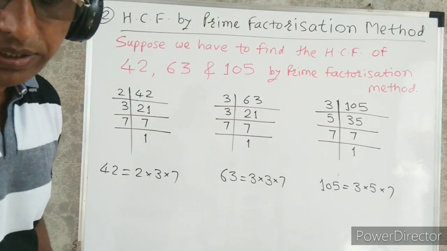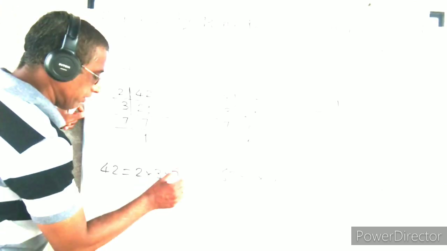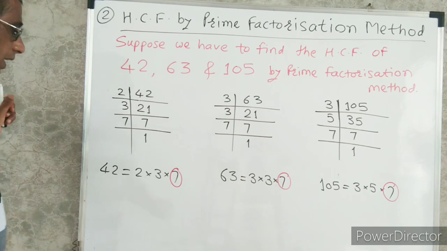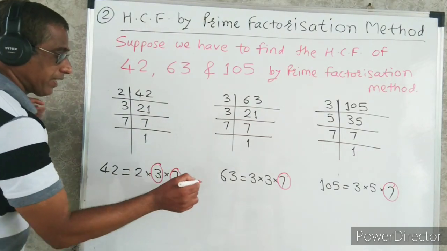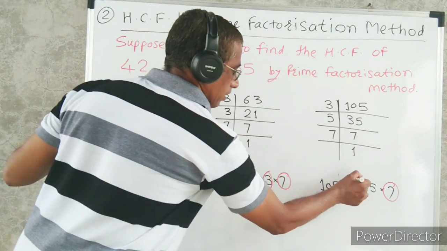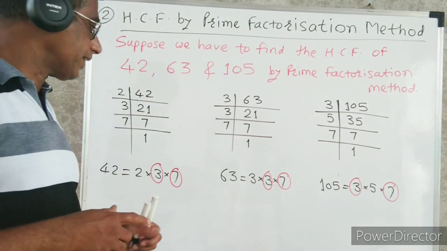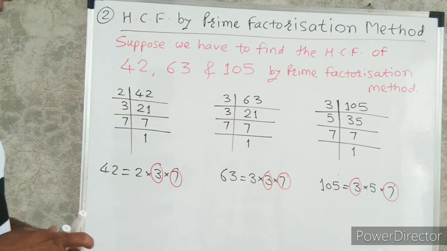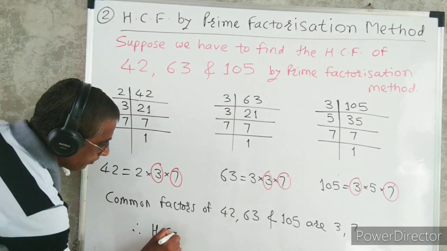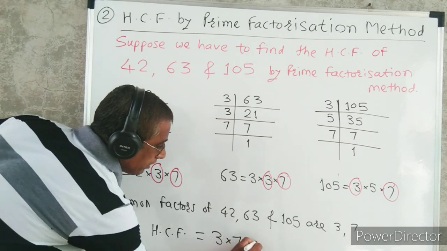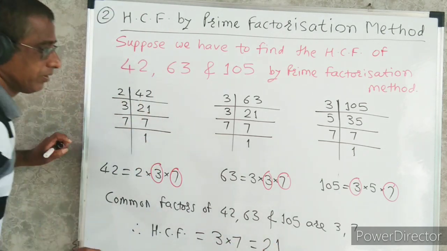Now take common factors. 7. Again 3 is also a common factor. So 3 and 7 are common factors of all these numbers 42, 63 and 105. So HCF is equal to 3 into 7 is equal to 21.